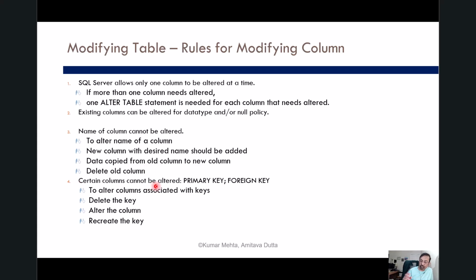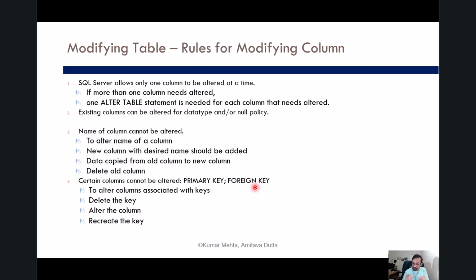Certain columns cannot be altered. For instance, the primary key and foreign keys cannot be altered, and that makes sense. Remember when we discussed the relational model, we talked about the entity integrity rule and the referential integrity rule. Those two properties are absolutely central to the validity and integrity of a relational database. So they don't let you mess with those two types of columns, primary keys and foreign keys.